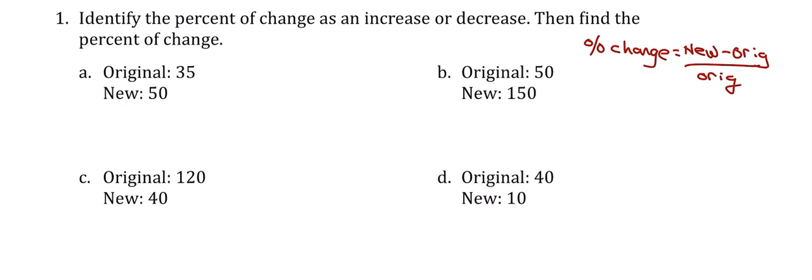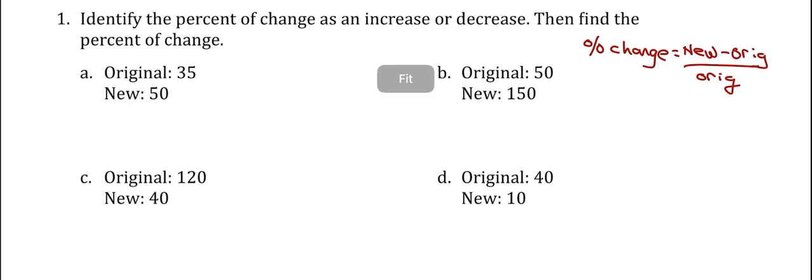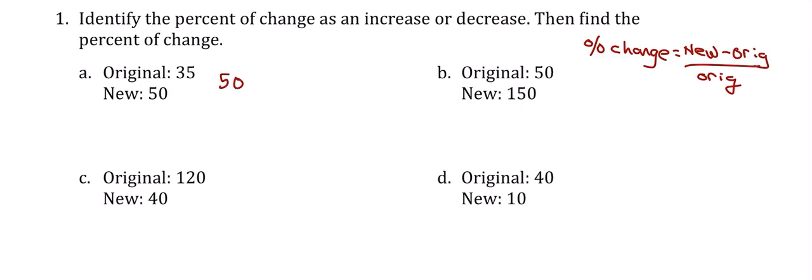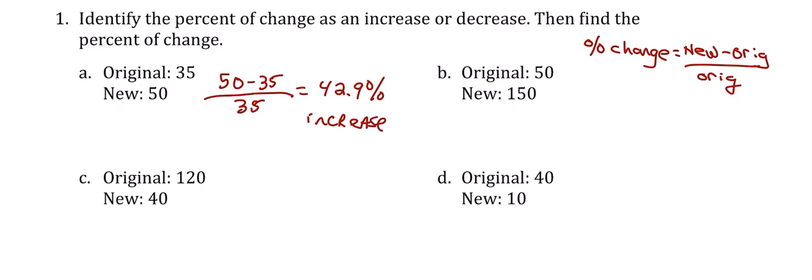Okay, let's get started now with Problem 1A, where we're going to start with our new amount. So it's going to be the new 50 minus the original of 35 over the original of 35. So you can use your calculator for that. So you'd have 15 over 35, which is going to be 42.9%. And we know that this is an increase. Okay, so you're really just plugging and chugging all of these different numbers into the formula.